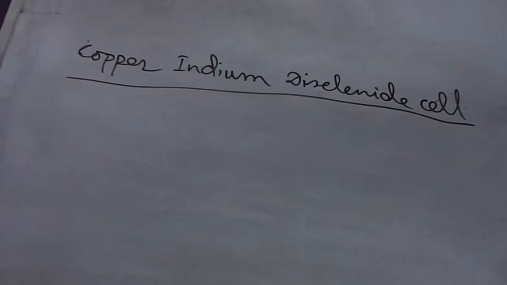Our next classification is the organic PV cell. Organic PV cell, very important. Currently, organic PV cells fabricated out of carbon-based dyes and polymers are under the development stage.